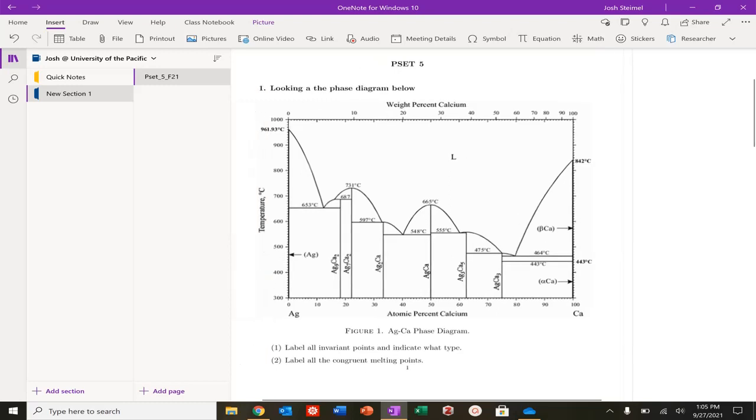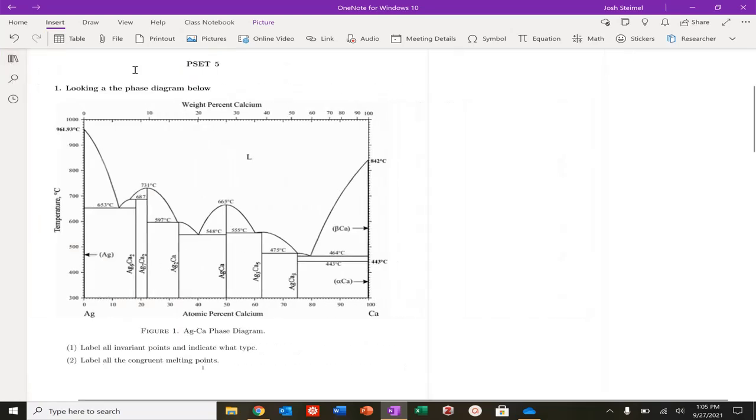Everyone, we are back, and we are now going to get into our problem set 5 solutions. So hopefully you're busy studying for the exam and everything is going well. So let's go ahead and get started. Let's look at the phase diagram below.